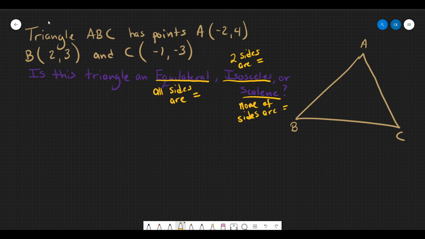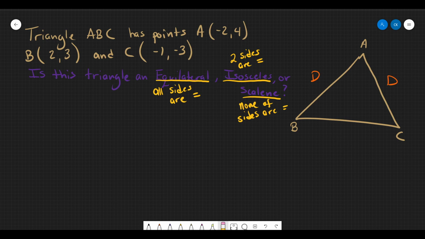So what this tells us, if I want to know how many of these sides are equal in distance, that means that I'm going to want to use the distance formula. Well, a triangle has three sides. So that means I'm going to have to do the distance formula 3 times. I have to find the distance of AB, BC, and AC.